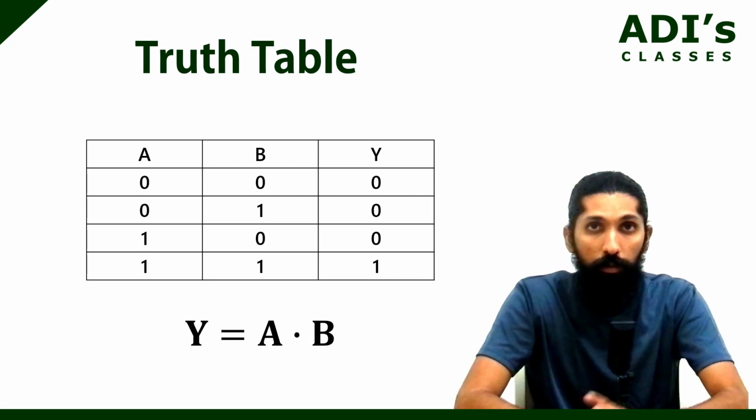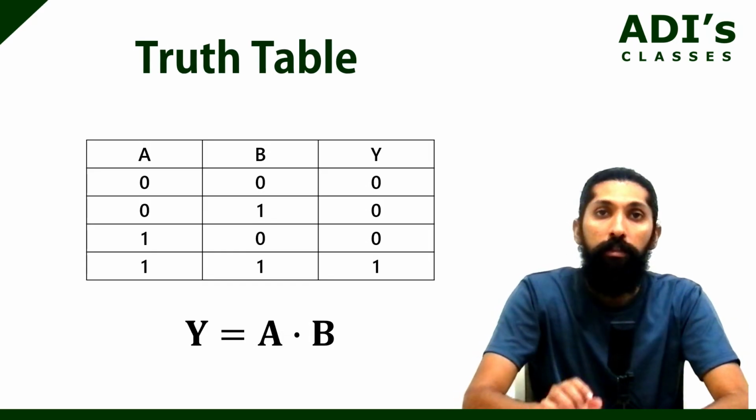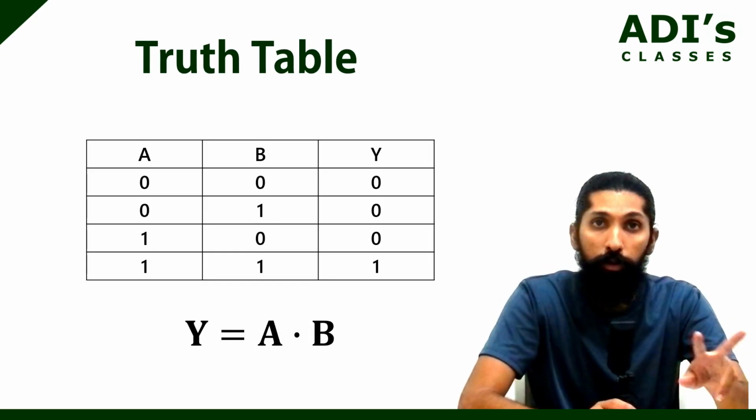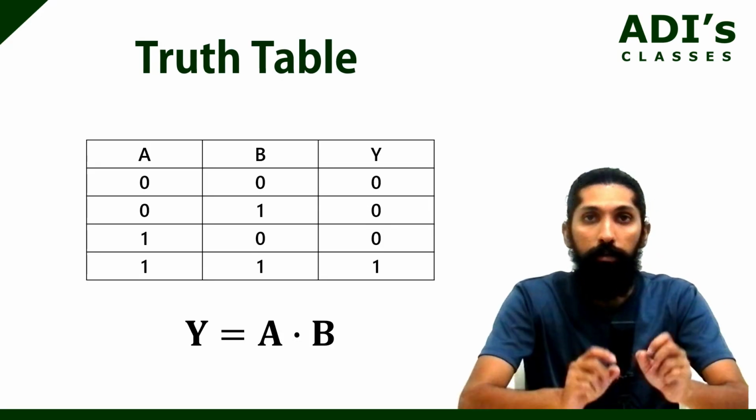1 and 0 is 0. 1 and 1 is 1. Okay, now to understand this in a more logical way, think of a series circuit where you have two switches in series and you have a bulb. You connect it to a battery.